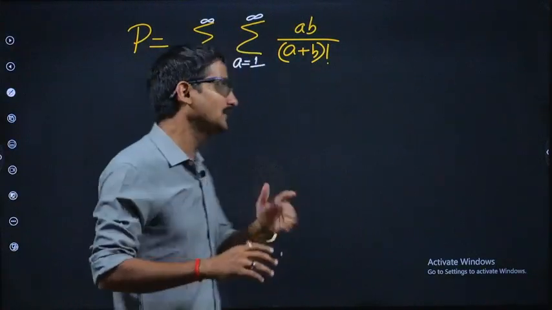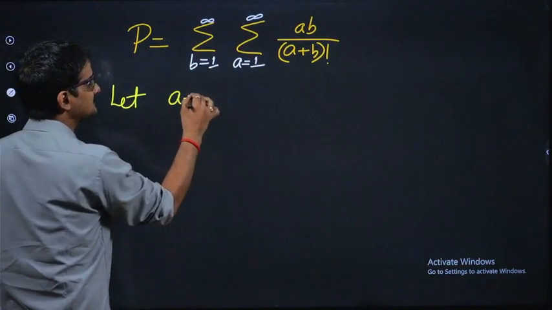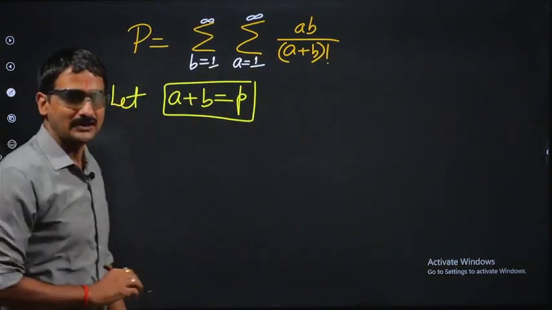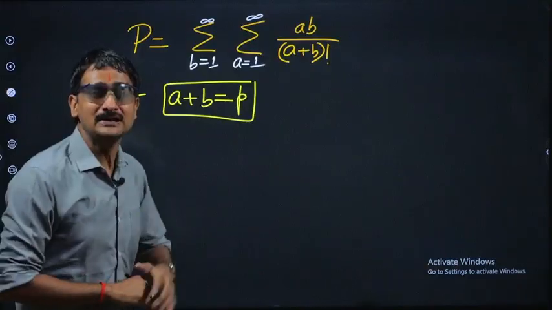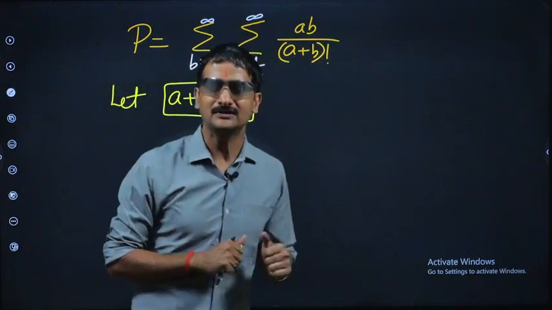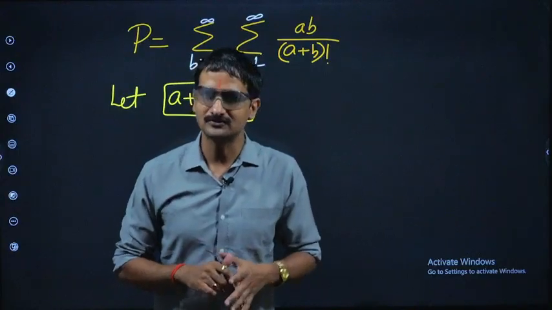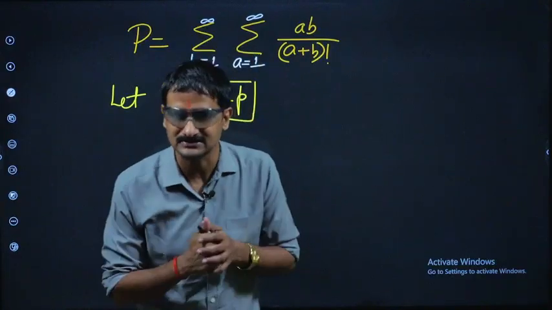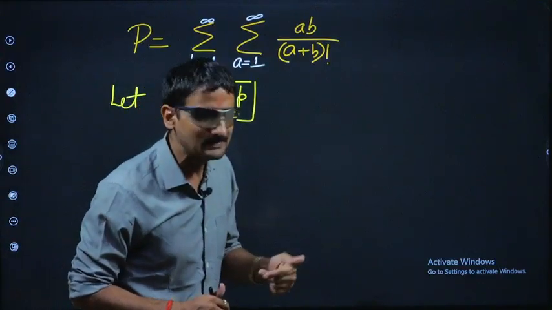So to take care of that, let us start with a plus b is equal to p. How will it help? Because now our one variable will be p, and p factorial, and then you can take care of it. Within a factorial, if you have two different variables and you have to simplify, whether it's series or anywhere else, it's really a difficult task. So that's the idea here.